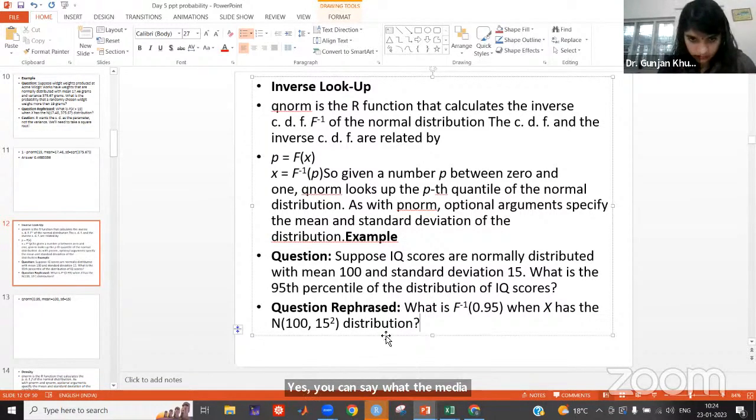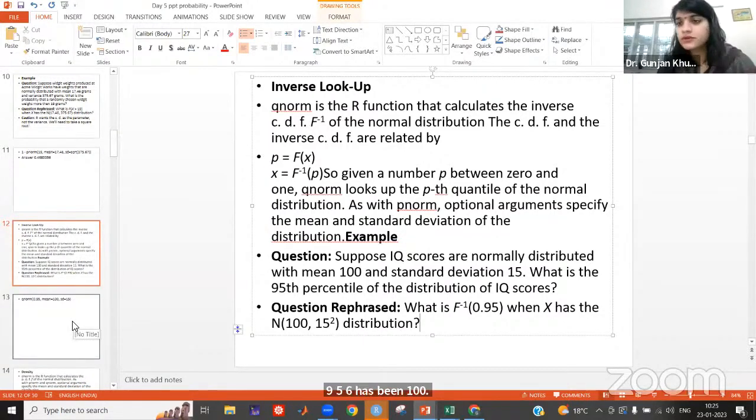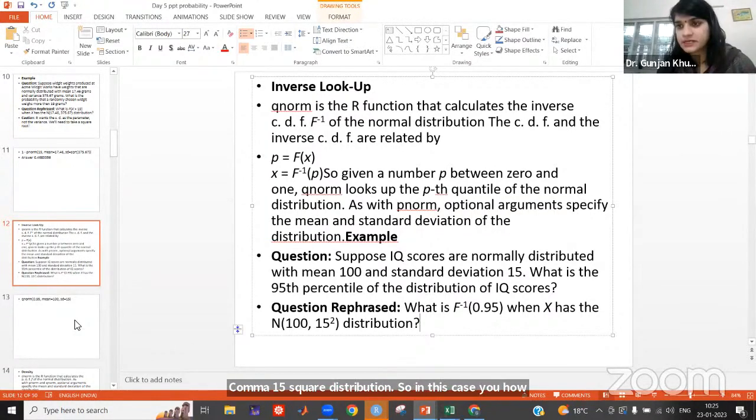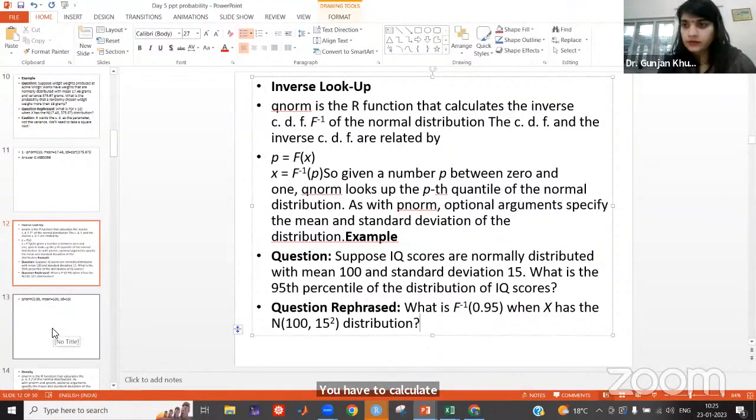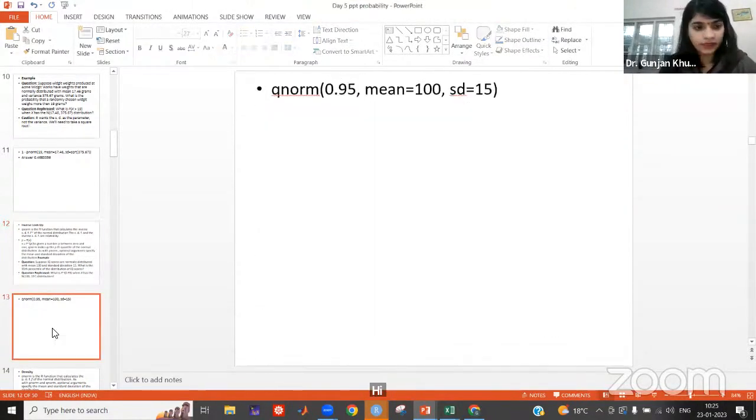Okay. Now the question is rephrased as F inverse 0.95 when X has a normal 100, 15 distribution. So in this case, how will you calculate? You have to calculate the 95th percentile. That would be those values of X for which the probability is 0.95. So you will have to calculate like this.